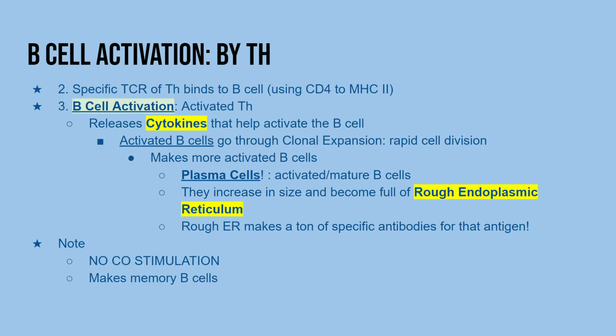And then they could also be activated by helper T cells. So the T cell receptor of the helper T cell binds to the B cell, and then the helper T cell is activated, releases cytokines that help to activate the B cell, and then the B cell goes through clonal expansion, makes more activated B cells, and then those can mature into plasma cells that can release antibodies and become full of rough endoplasmic reticulum, and that is what helps make the antibodies.